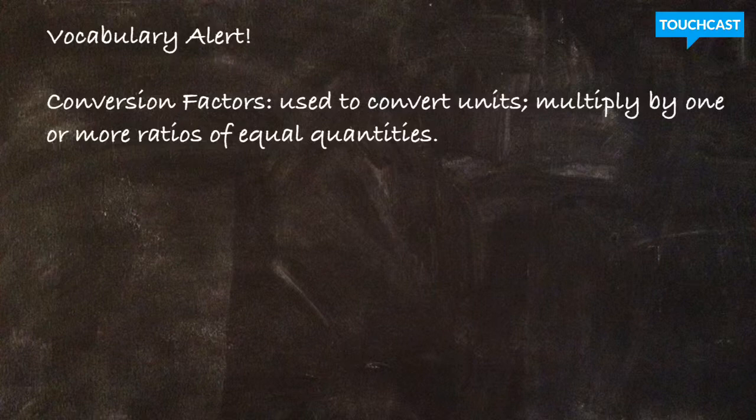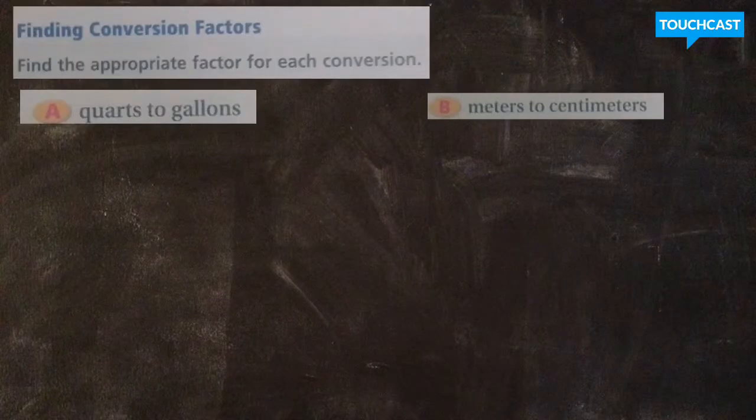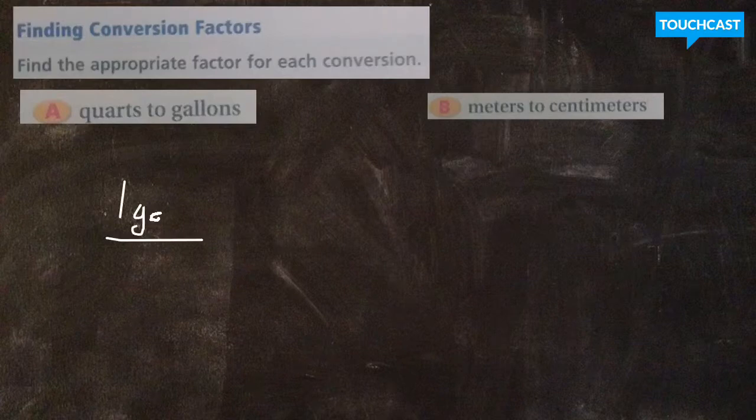So let's look at our first example. In our first example, we're going to find the appropriate factor for each conversion. We're going to convert quarts to gallons in A. So we first need to think of how many quarts are in a gallon. What words have quart in them? The word quarter sounds very similar, and there are 4 quarters in a dollar. So to me that says in 1 gallon there are 4 quarts.